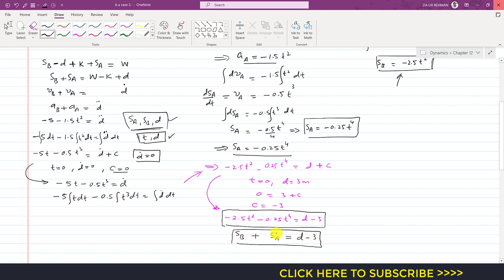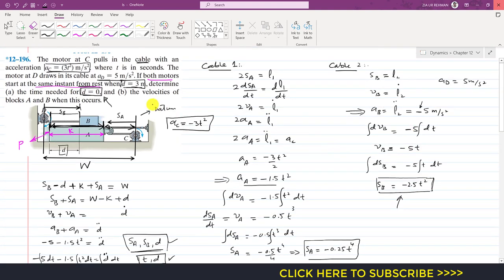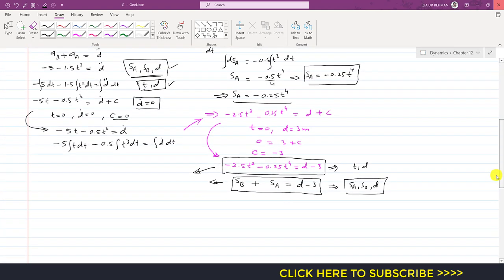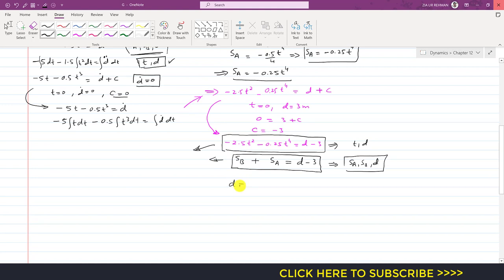So now we have an equation which involves t and D. We have an equation which involves SA, SB and D, right? So now we can use this equation as well. I will use this time equation, since we are required to determine the time needed. In the first part of the question, we need to find the time needed for D equals 0. So when D is equal to 0, we need to determine that time, right?